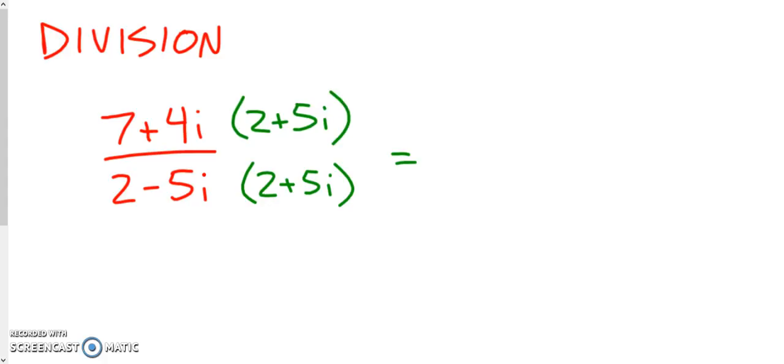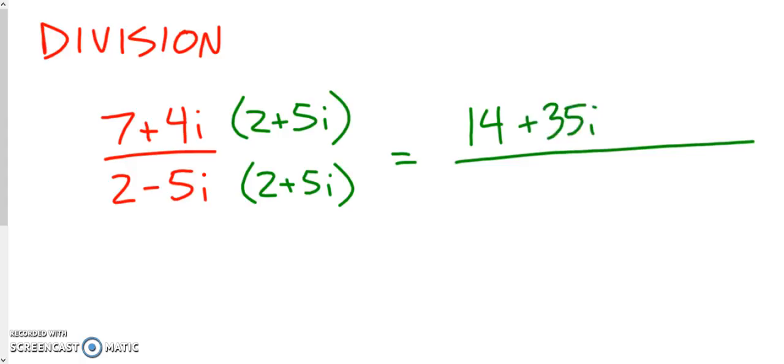Now the top, because those are not conjugates, you have to FOIL that. Go ahead and spit it out at me term after term. What's the first thing? 14, thank you. Keep going. So plus 35i. Plus 8i. Right. We'll simplify that in a minute.